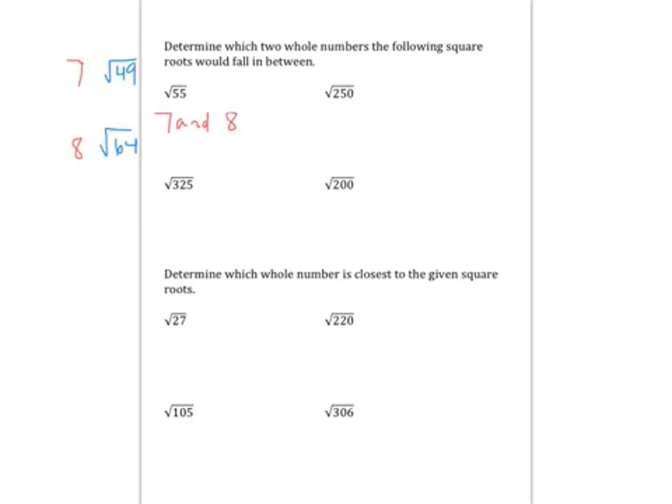Because again, it's closer to the 7. But we just need to determine which two whole numbers the following square root falls between. So we did that, 7 and 8. So now let's look at the square root of 250.